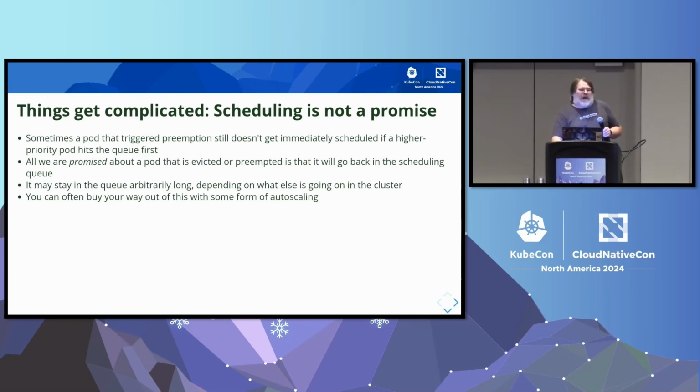One way of buying your way out of that situation is by auto-scaling. Just put some more resources in the cluster so that things can happen normally, so that preemption and eviction are not in play anymore.